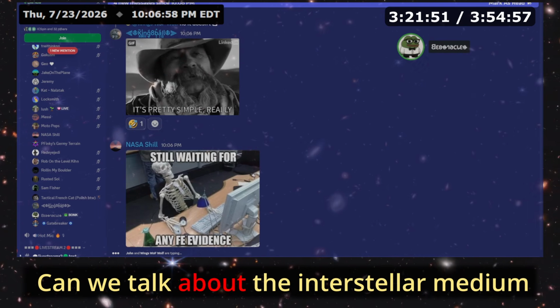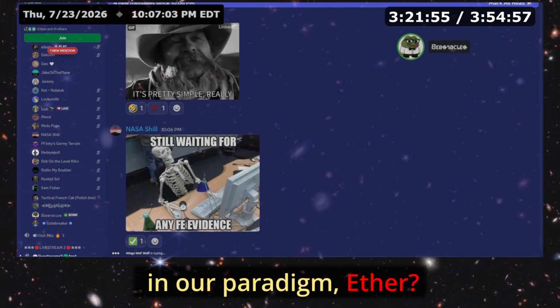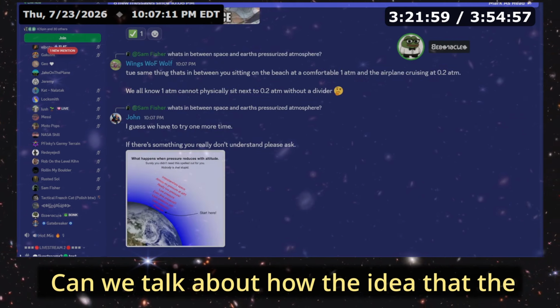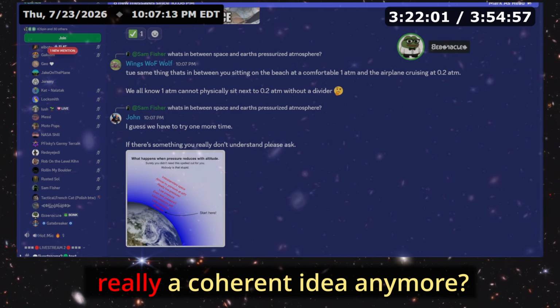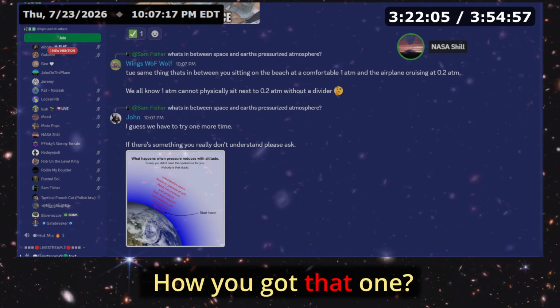Can we talk about the interstellar medium in your paradigm or in our paradigm, ether? You know, the one that isn't there. Can we talk about how the idea that the vacuum of space is not really a coherent idea anymore? It's no longer a good idea. To whom? How'd you get that one? What's the evidence for that?